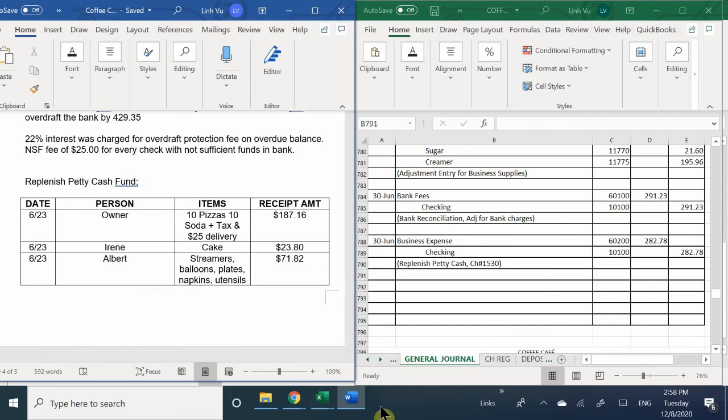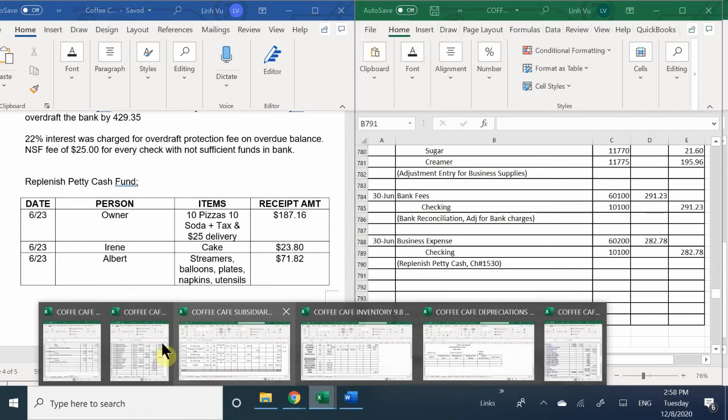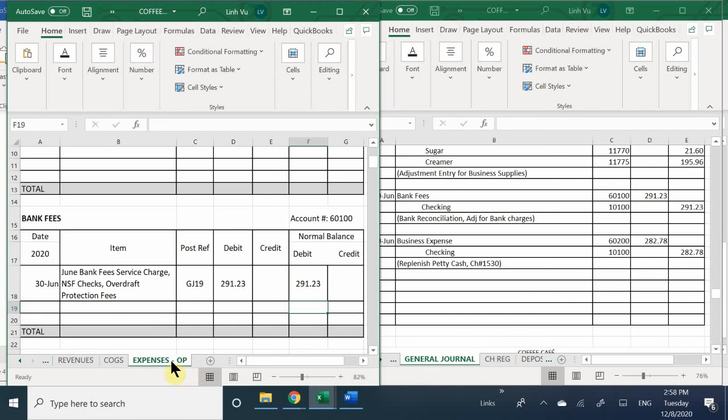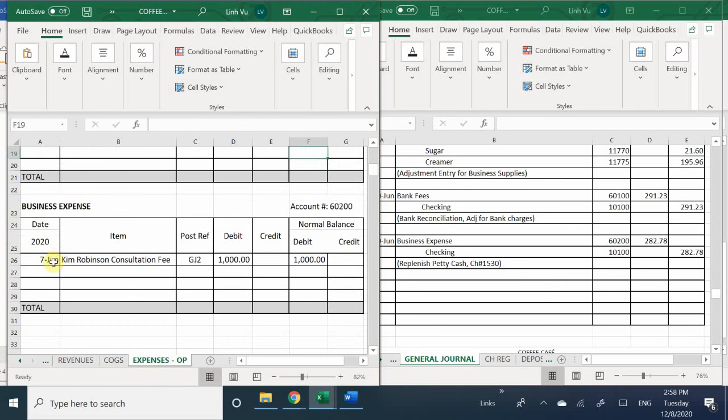Okay. So now that we've posted to the journal, what is going to be next? The ledger. Yes, we're going to update our ledger. First thing we're going to do is go to business expense. Bank fees, business expense. So 630. I'm going to write grand opening party.